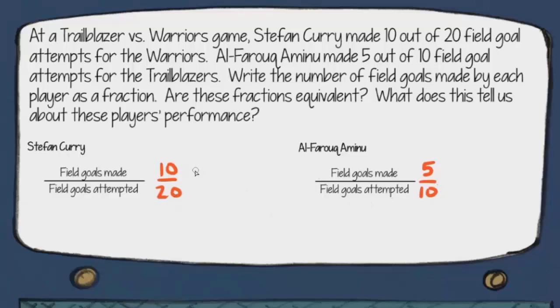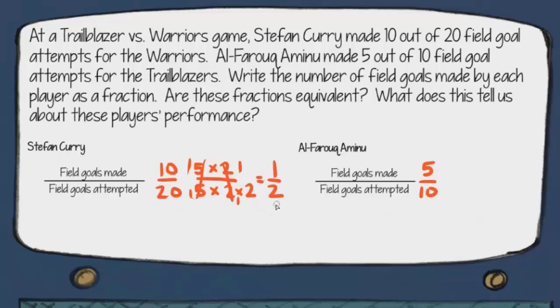Starting with Stephen, I can break the numerator 10 into 5 times 2. I can then break the denominator 20 into 5 times 2 times 2. Do you see any copycat ones or a quantity of 1? I do too. We can divide these out and replace them with a 1. When I multiply across, I can see this leaves me with a 1 out of 2 shots, or 1/2.